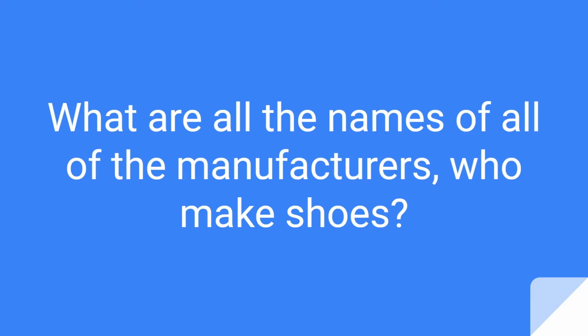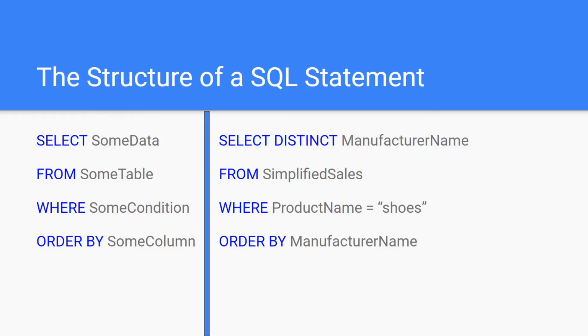Okay, so I figure that I would go over the way that we write a SQL statement and how it differs from the way that a SQL statement is executed. So here you can see the basic structure of a SQL statement, where you'll select some data from some table where everything meets some condition, and you might order it by some column. So in our case, we're going to select distinct manufacturer name from our simplified sales table. And because we only want the manufacturers who make shoes, we are going to put the where product name equals shoes into the where clause. And then we'll order it by manufacturer name just so it stays in alphabetical order.